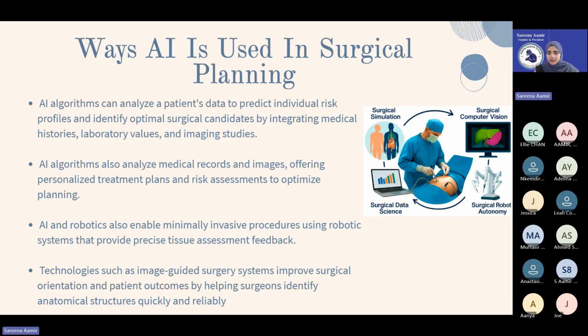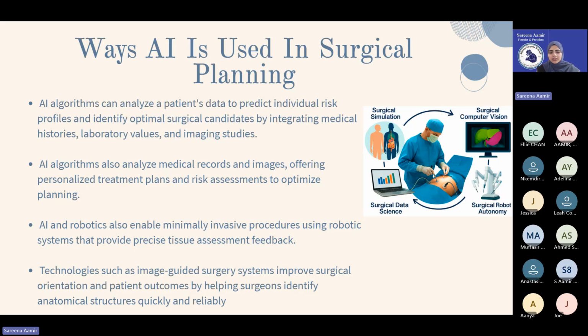AI and robotics, which we'll go on to later, also enable minimally invasive procedures using robotic systems because it can help provide precise tissue assessment feedback. Because obviously with a human, even if they're very skilled, you will have some sort of hand tremor. But with a robot, it could be much more precise. And also humans are limited by a lot of factors, like sleep again.